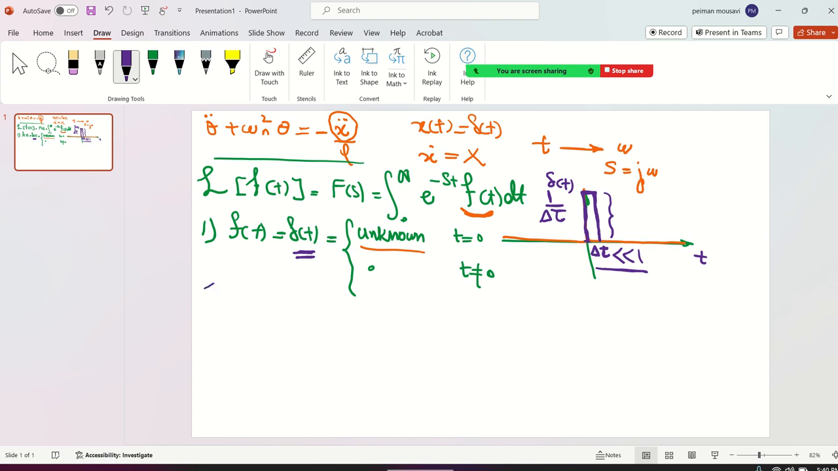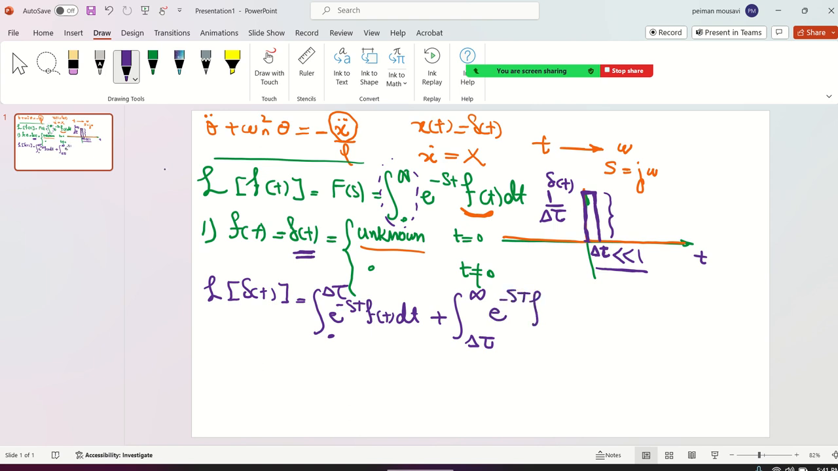So now the Laplace of the impulse: I'm going to divide this integration into two parts, from 0 to delta tau plus from delta tau to infinity. So it's going to be the integral of e to the minus st f of t dt, and again e to the minus st f of t dt. This delta tau is very small, guys, so it means delta t is almost 0. Okay, almost 0. So at t equals 0, e to the minus st is going to be 1. That's right, e to the power of 0 is 1.